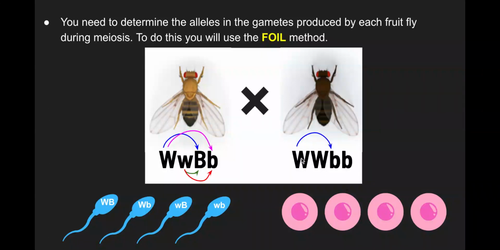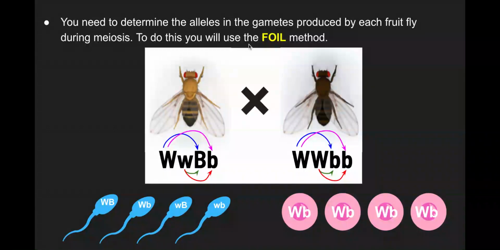Same thing, I'm going to go a little faster. So the big W goes with the little b. The big W goes with the little b. The other big W goes with a little b, and that big W goes with a little b as well. So notice the female fruit fly can really only produce one combination of alleles. It's going to be a big W with a little b every time. In all of her eggs, it's going to be a big W with a little b. But this male produces sperm that have different combinations of alleles.